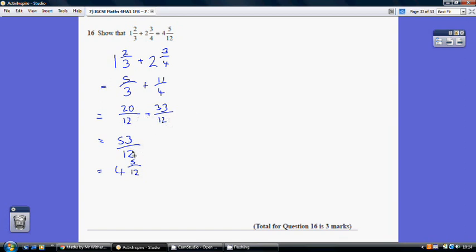Now once we've got 53 over 12, we just change this improper fraction into a mixed number. How many wholes can we get out of this? Dealing in twelfths, well, we can get 4 wholes out of it, because 4 12s are 48. That leaves us with 5 bits left over, so 4 and 5 12s as required.